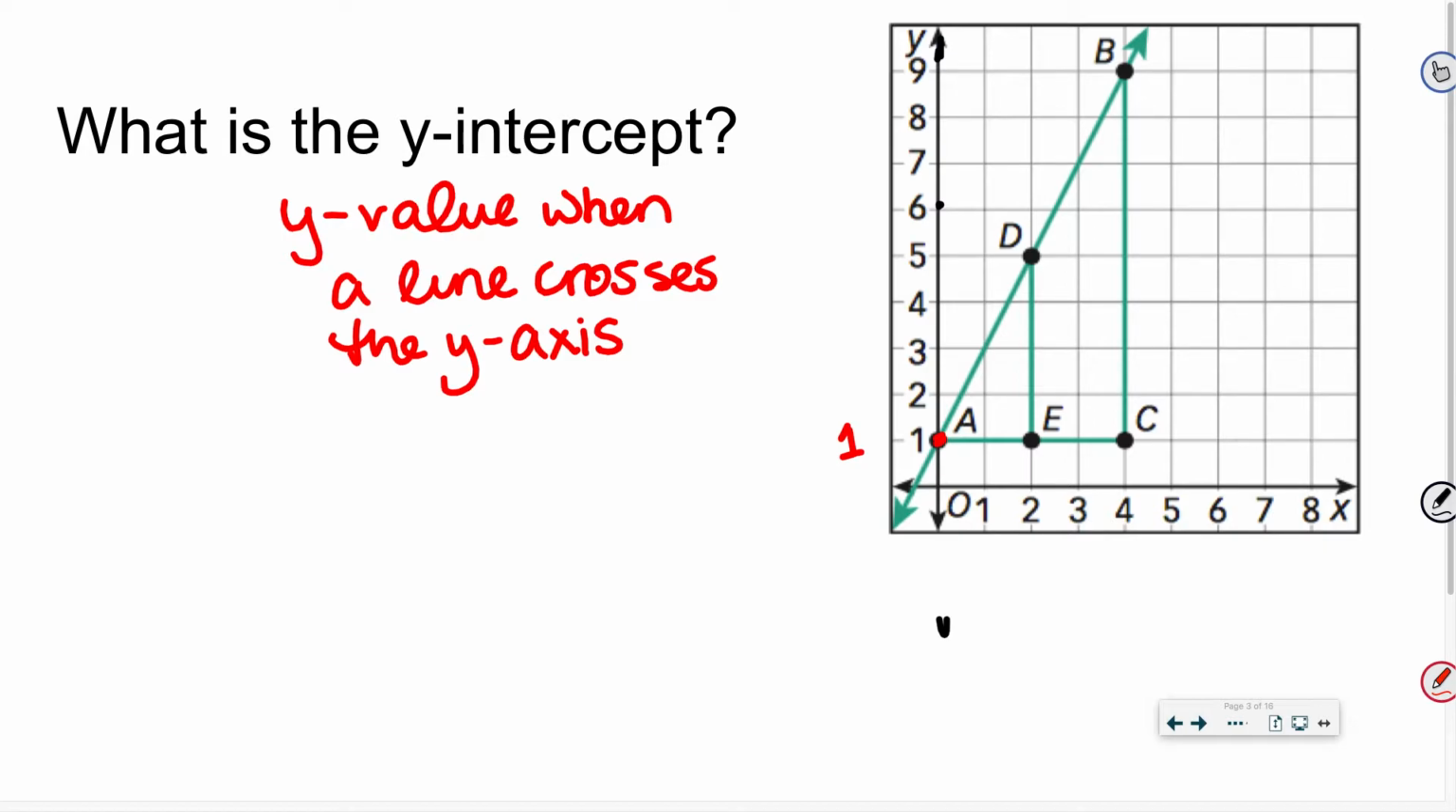You'll see others that are not whole numbers, and there's ways to find the y-intercept if it's a decimal or a fraction. You'll see some examples as we develop further into the topic. So our y-intercept is the y value when a line crosses the y-axis.